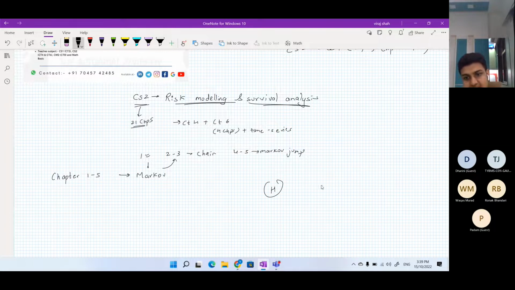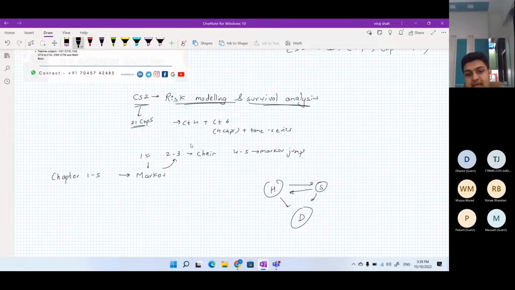These models basically. Obviously it's not these models, but something similar to these models. And jump means instantaneous, jumping at once: you are healthy right now, and the next second you are dead. Right now you are healthy, next second dead. What is the probability of dying in the next second? That is nothing but your jump. So again, from Markov chain, we will be building the jump. So this is chapters 1 to 5, Markov chain.